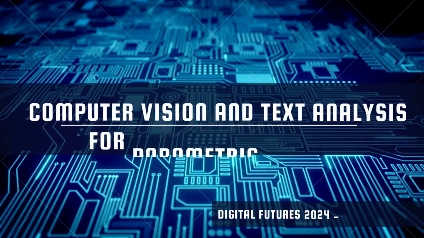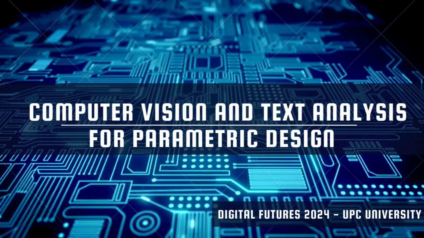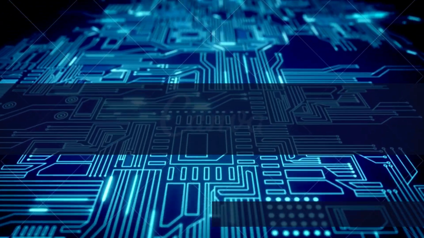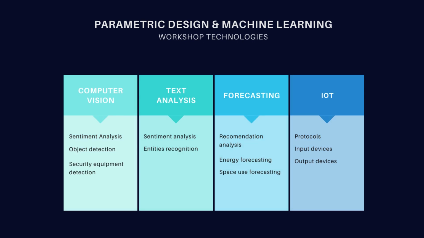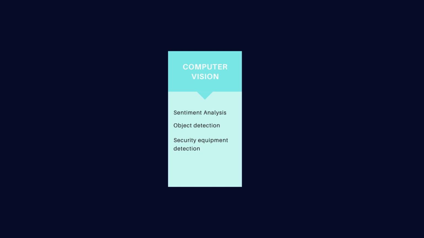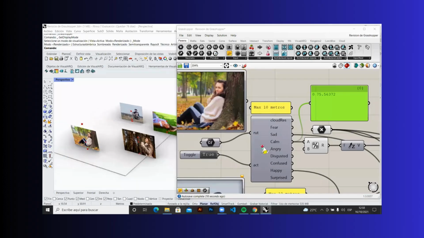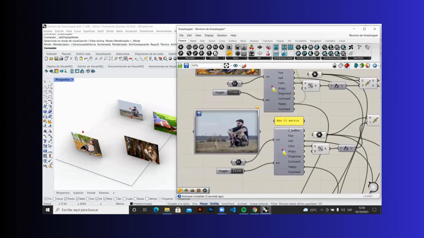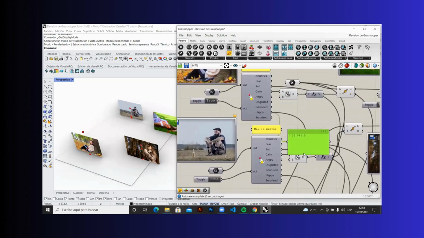And this is our workshop, Computer Vision and Text Analysis for Parametric Design. These are the technologies for this workshop. First one is computer vision with sentiment analysis, object detection, and others. In this way, we can see an example where we convert an image into new parameters.